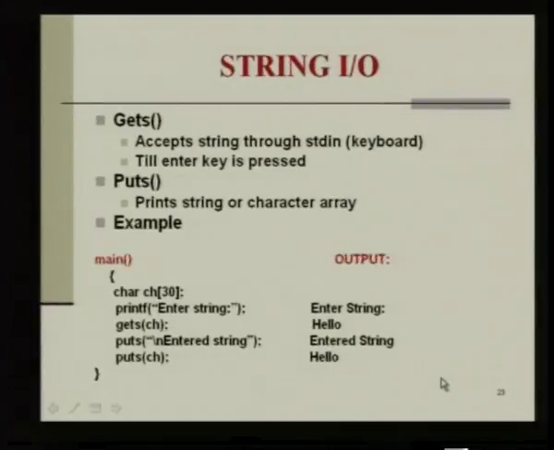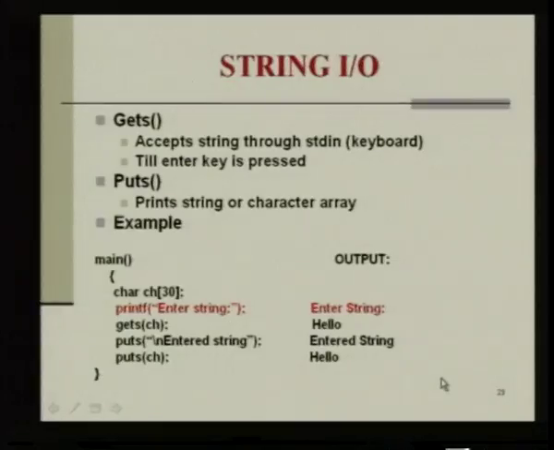Now, here you have an example. You have the main function, the opening brace, and here you are declaring char ch. Here if you see, the declaration is different, it is ch with 30 within square brackets, that means it can hold up to 30 characters, which forms a line.